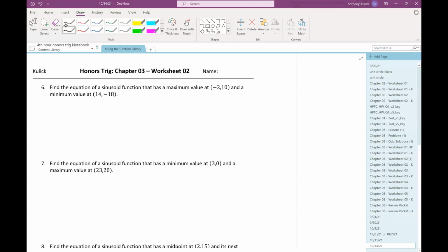Okay? So the given information is a maximum value at (-2, 10) and a minimum value at (14, -18). I would start by plotting what I have, because a picture is often quite useful in this sort of situation. So (-2, 10) is maybe up here, and (14, -18) is down here. I'm told the first point is a maximum, and the second point is a minimum.